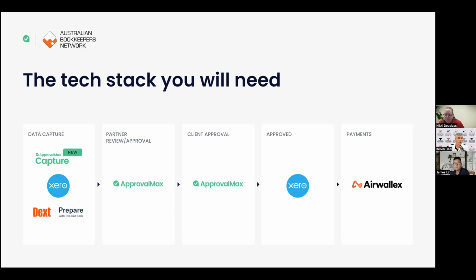Yeah, okay. It's worth a quick clarification. I see Taryn's asked a question about clarifying how the actual workflow process works. Does the invoice go from Dext to Xero to ApprovalMax? What's the flow? Do either of you want to cover that for us?